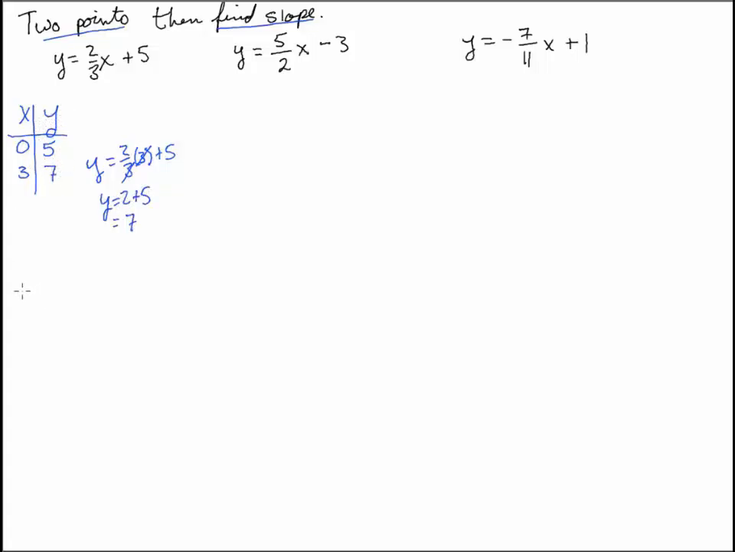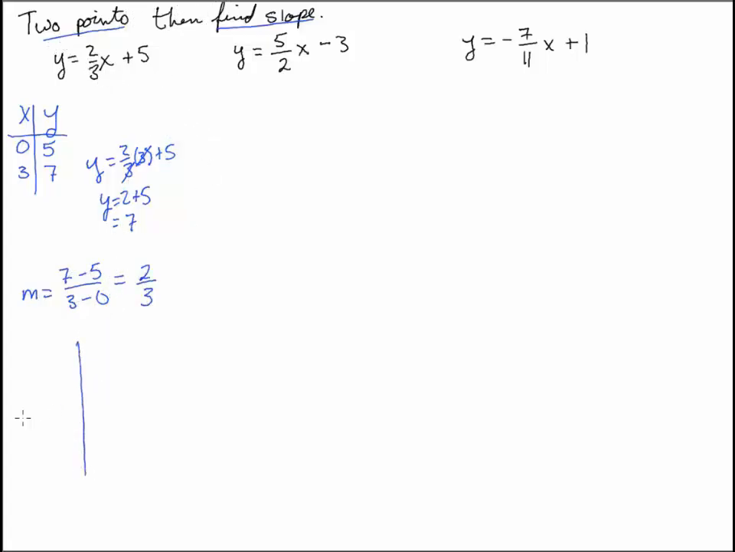Now we're going to find the slope. Remember, slope, we're going to take y2 minus y1 over x2 minus x1. And we get 7 minus 5 is 2, over 3 minus 0 is 3. Good. So we just found the slope.